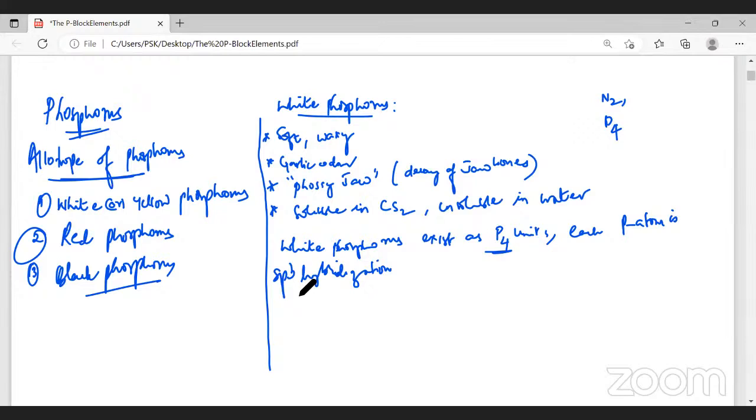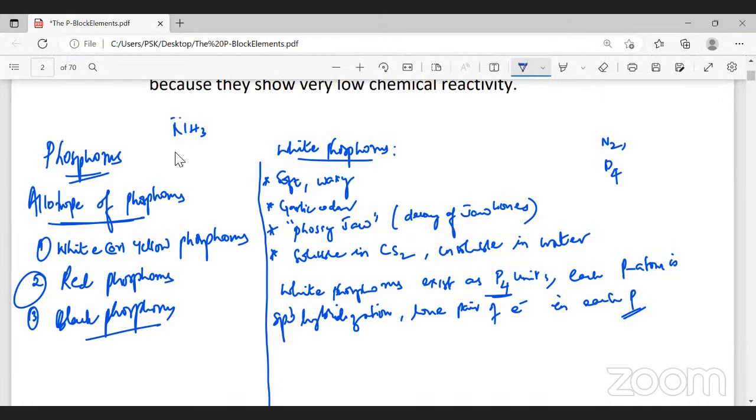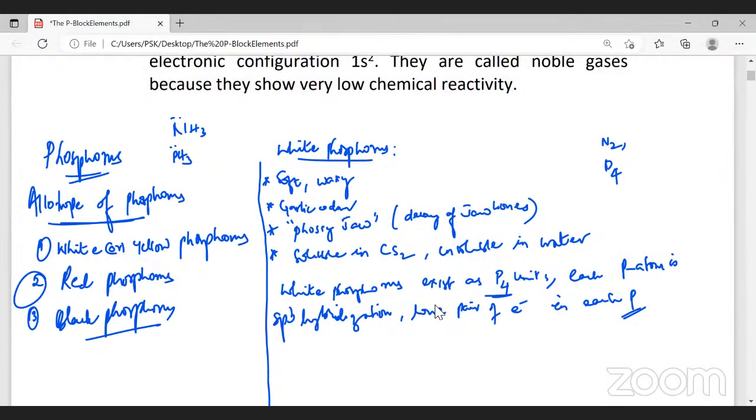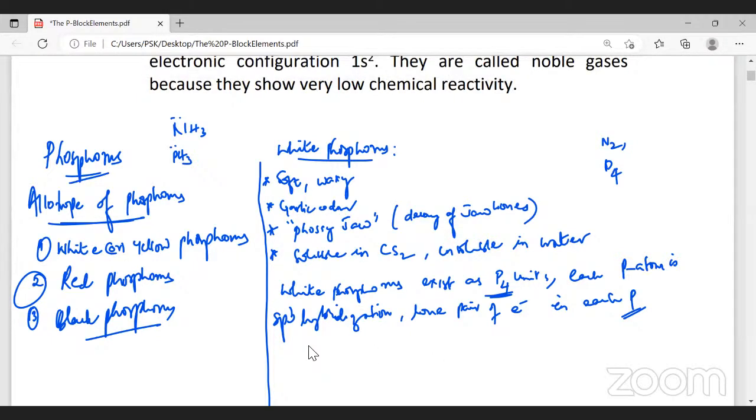And there is one lone pair of electrons on each phosphorus. As we learned, in ammonia, nitrogen has a lone pair of electrons. Likewise, in phosphine, phosphorus also has a lone pair of electrons. Likewise, white phosphorus exists as P4, and each phosphorus atom is sp3 hybridized and has a lone pair of electrons, and all phosphorus atoms lie in the corners of the tetrahedron.